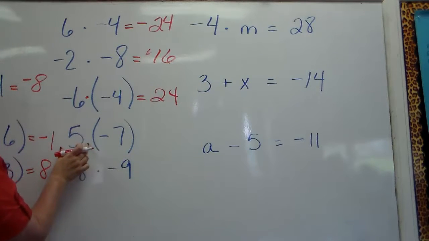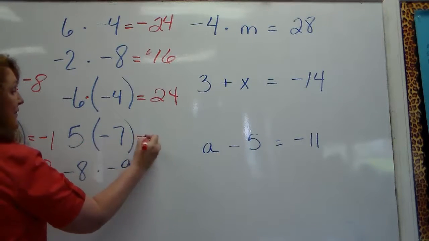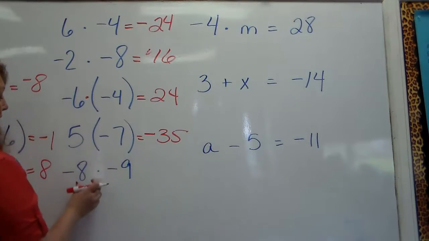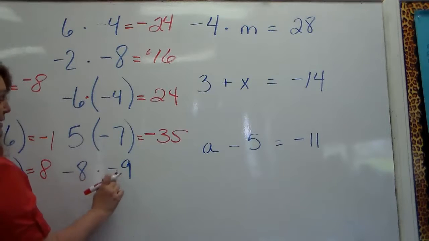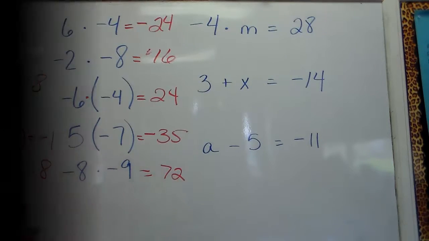Here I have a positive 5 and a negative 7, and we're multiplying them together. A positive times a negative is going to give us a negative number, and 5 times 7 is 35. Here I have a negative number times a negative number. A negative times a negative is a positive, and 8 times 9 is 72.